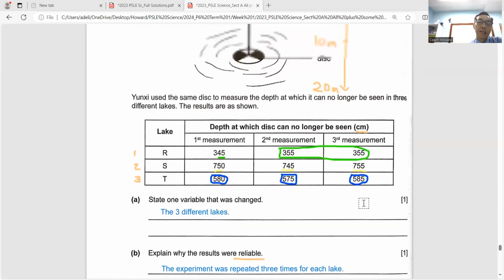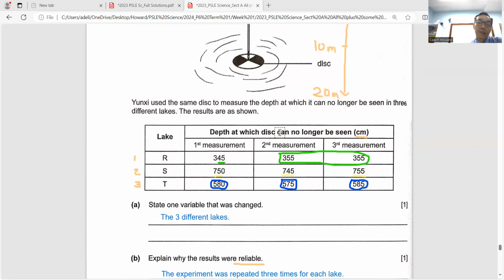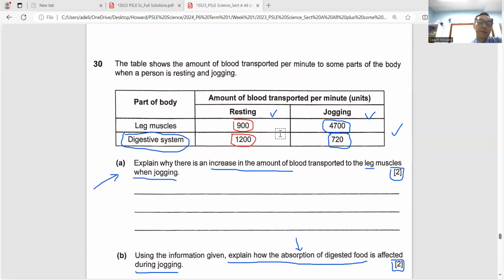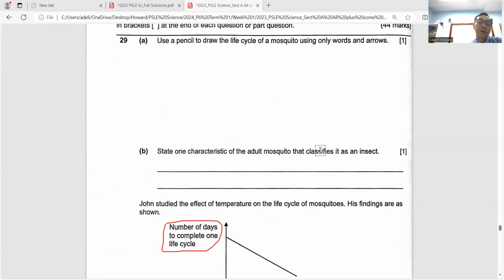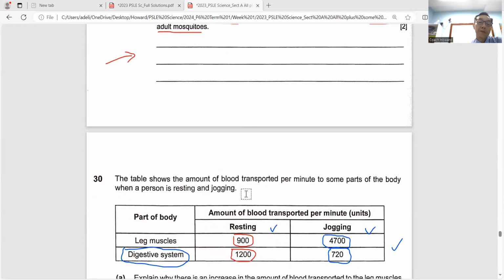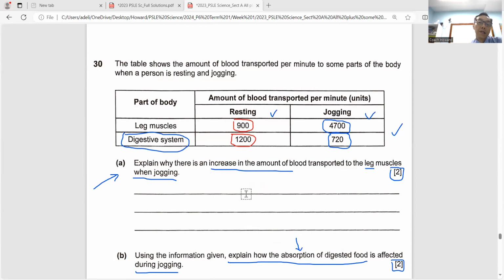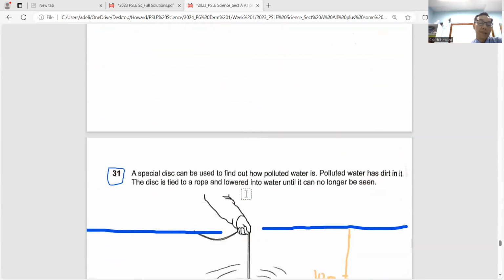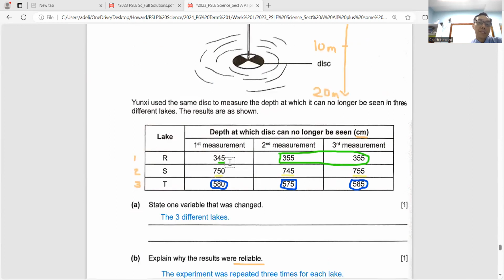So this one is another interpretation of a table form. You can see there's quite a number of interpretation questions. Question 30 also interprets from the table. Question 29 is also from a graph. So we can see in PSLE 3 consecutive questions are actually testing the students on the interpretation of graphs and tables. This is actually related to mathematics, reading of measurements.